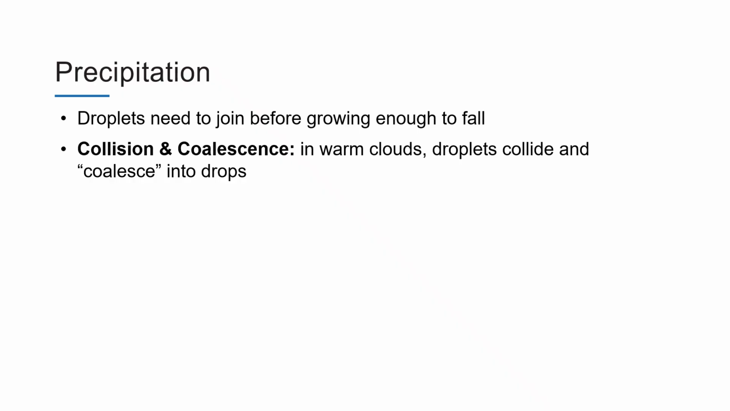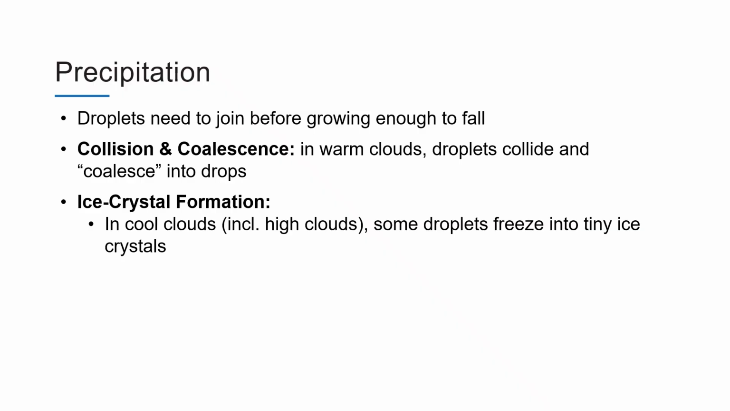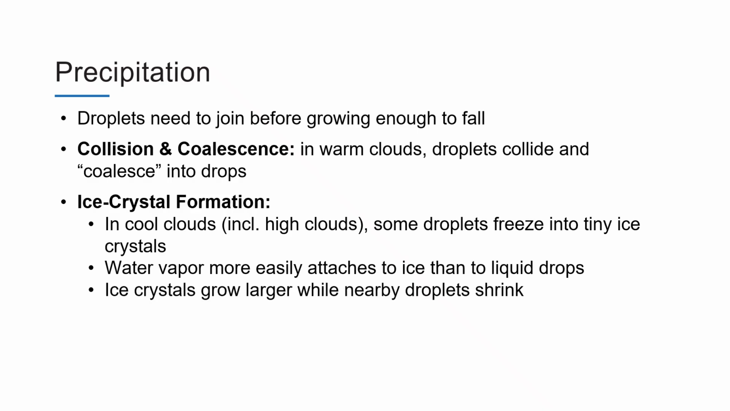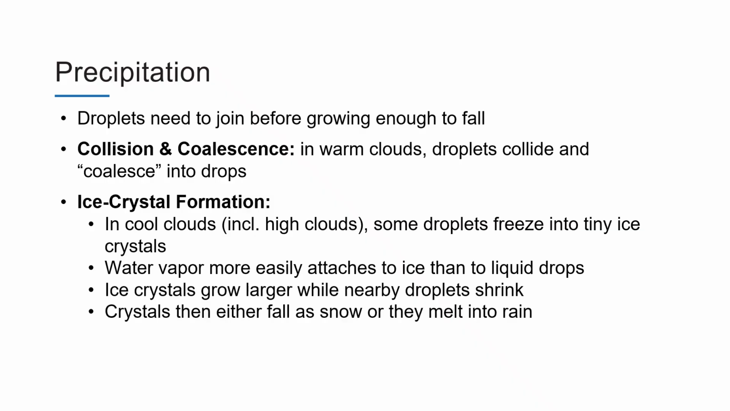They coalesce into drops. In cool clouds, which includes clouds that are high up in the troposphere, some droplets will freeze into tiny ice crystals. Water vapor actually has an easier time attaching to ice than to liquid, and as the ice crystals grow larger, nearby liquid droplets actually shrink and then replace the vapor in the air. These crystals then either fall as snow or they melt into rain.